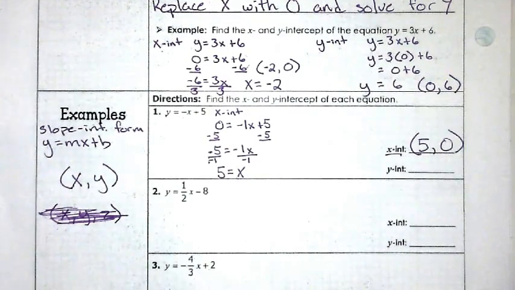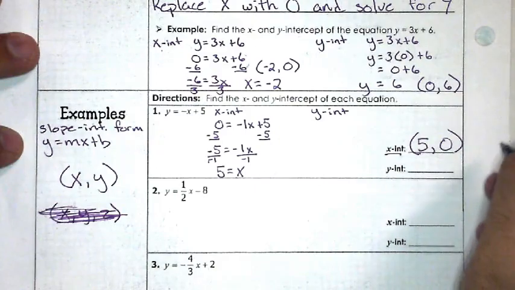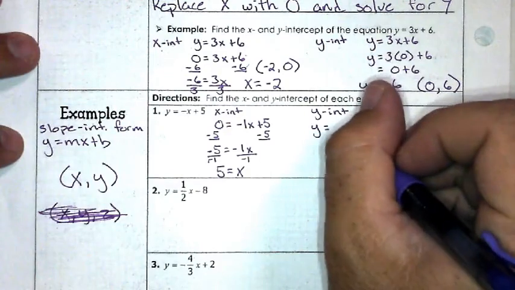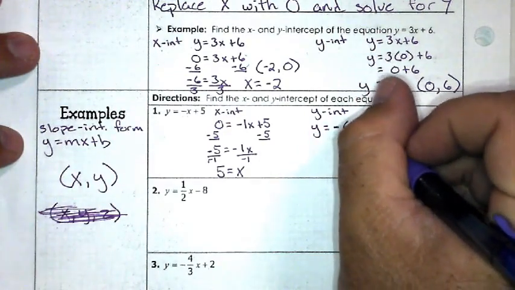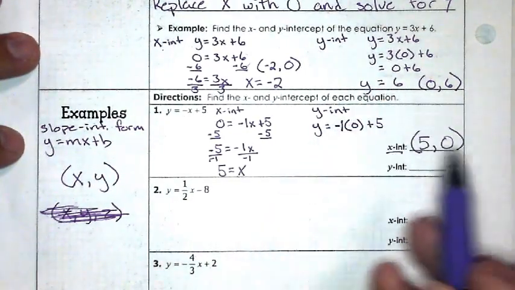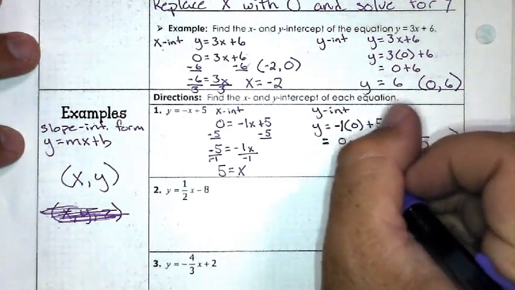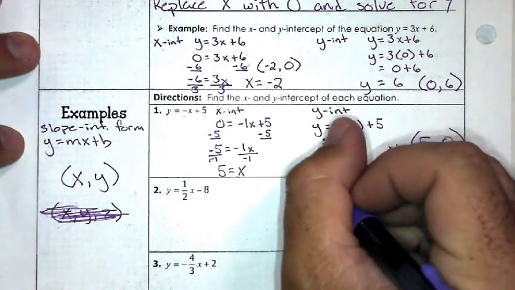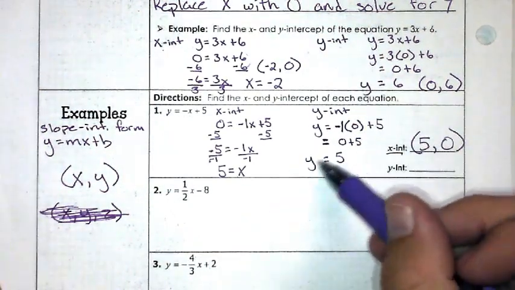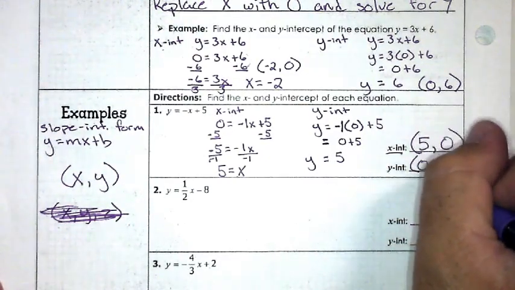Y-intercept. So in order to find the y-intercept, what must be 0? x. If I have a negative 1 out here, anything times 0 is what? 0. What's 0 plus 5? So this is one way to write your answer. What's the ordered pair way? 0 comma 5.